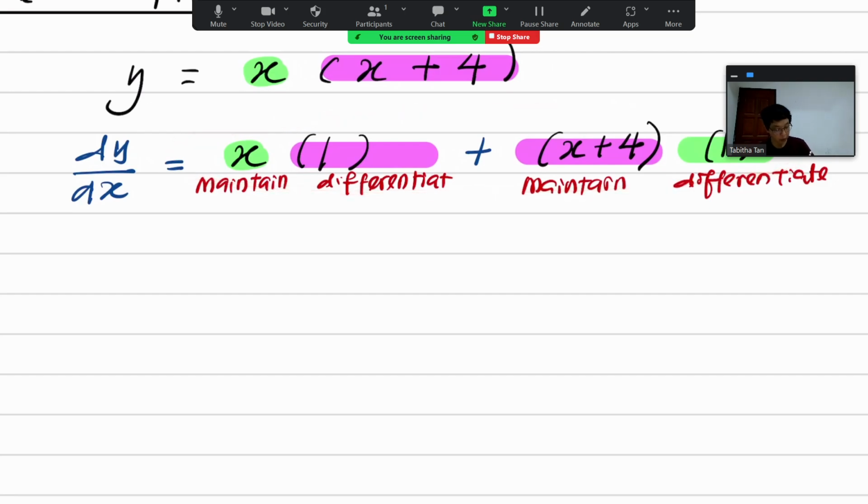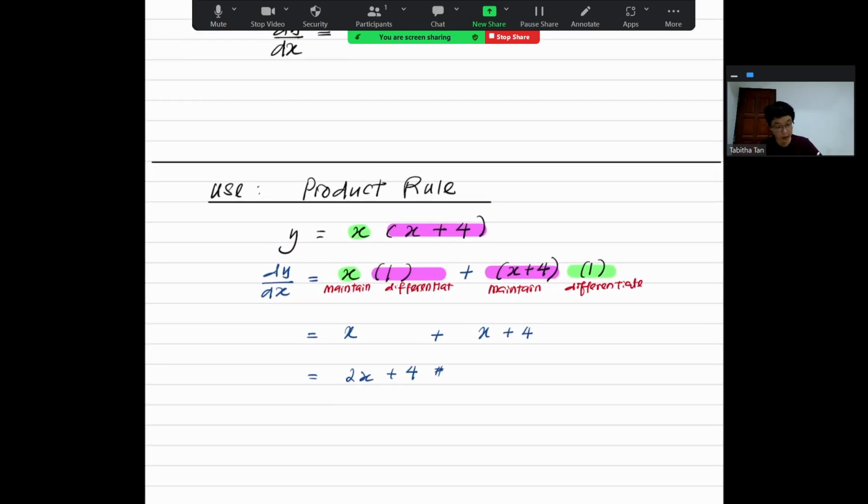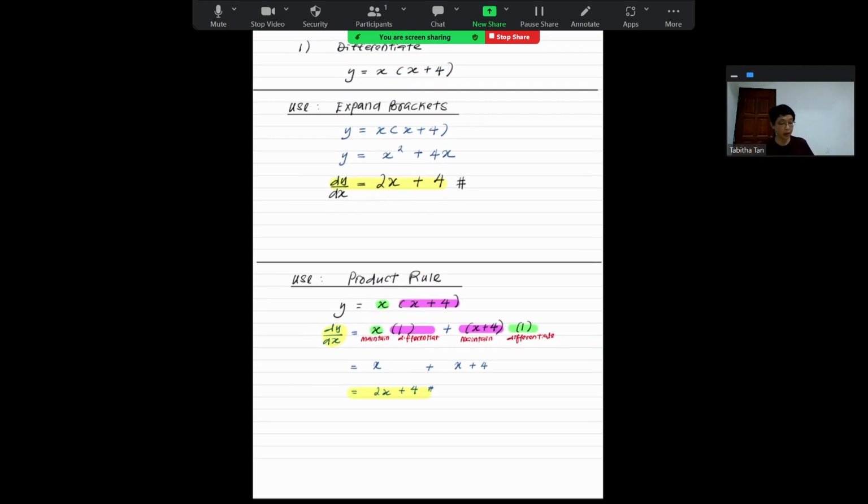Okay, once you have done that, you have accomplished the product rule, and now you follow by rearranging it to simplify that. So x times 1, so you got x. Then here you expand this one: 1 times x, 1 times positive 4, you got x plus 4. And combine them together, you got 2x plus 4. Okay, so you notice both of the methods will land you at the same answer. The answer is 2x plus 4. Same thing here, 2x plus 4. Got it? Okay, let's go to the second example.